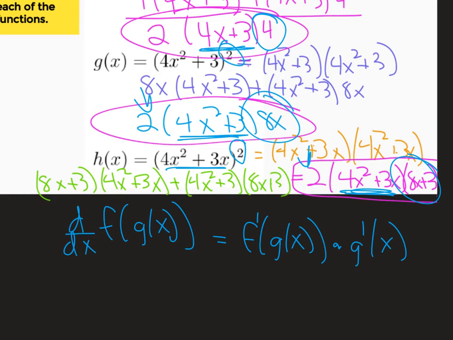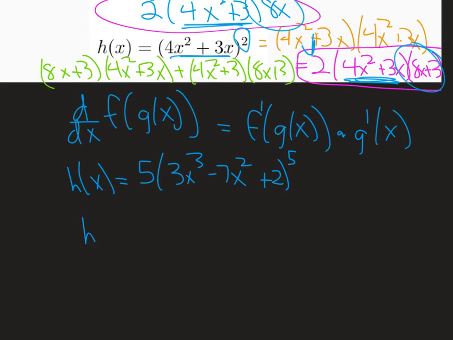So if you have h of x is 5 times 3x cubed minus 7x squared plus 2 to the 5th, then the derivative of that, h prime, this 5 will come down.